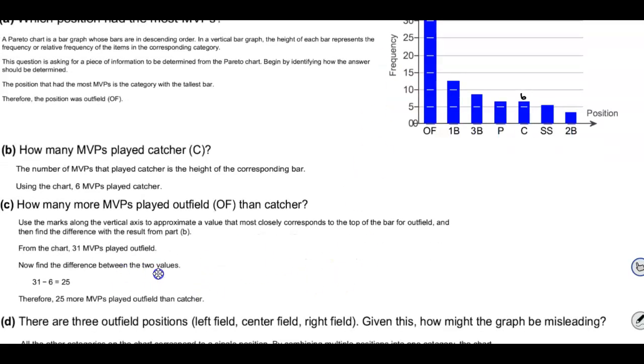So we're going to find the difference between those two values. So 31 minus 6 is equal to 25. Therefore, 25 more MVPs played outfield than catcher.